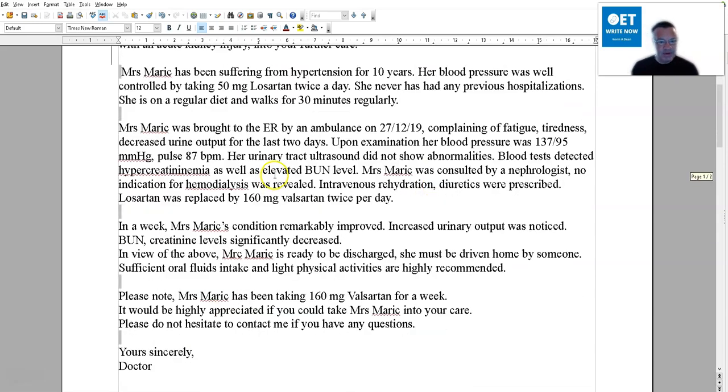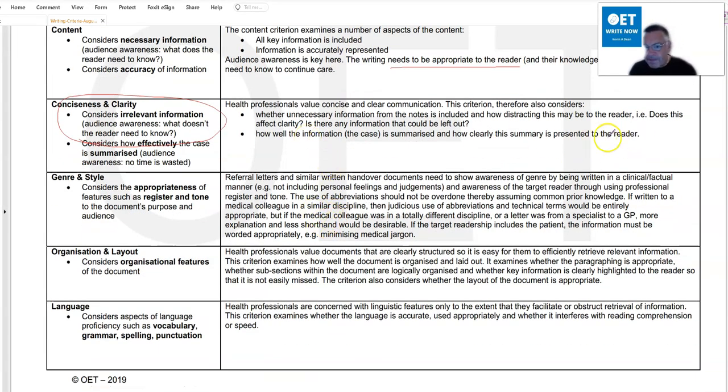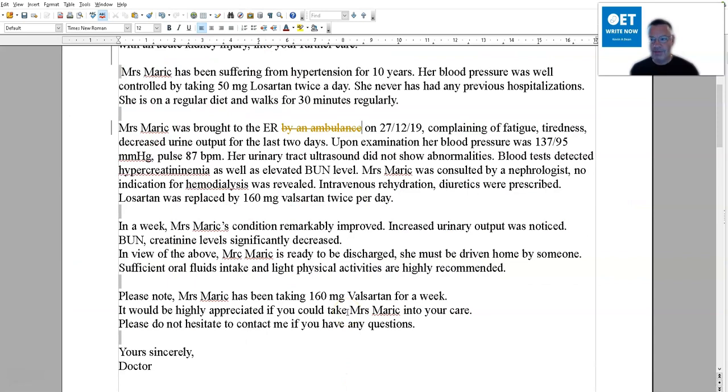Okay, Mrs. Maric was brought to the ER. To get good scores on the conciseness part, anything that you don't need, what does it say here? Is there any information that could be left out? Anything that they don't need. You don't have to tell us she was brought by an ambulance. Well, she wasn't presumably brought by a horse and cart. She wasn't brought in a supermarket with a trolley. So you don't actually need that.